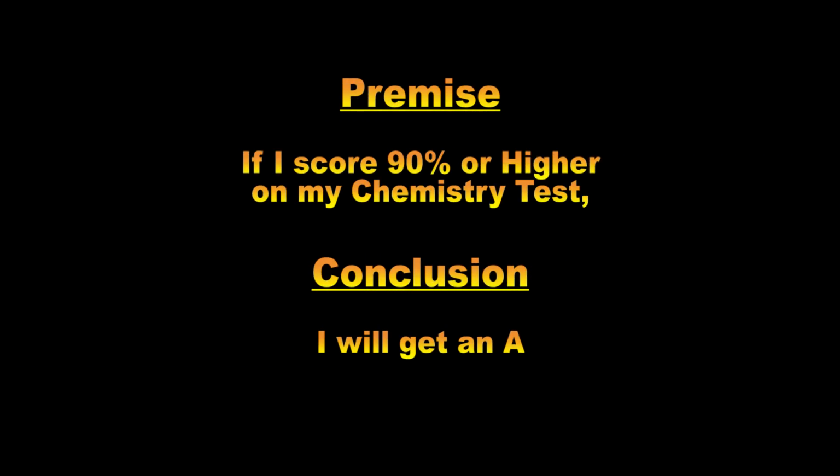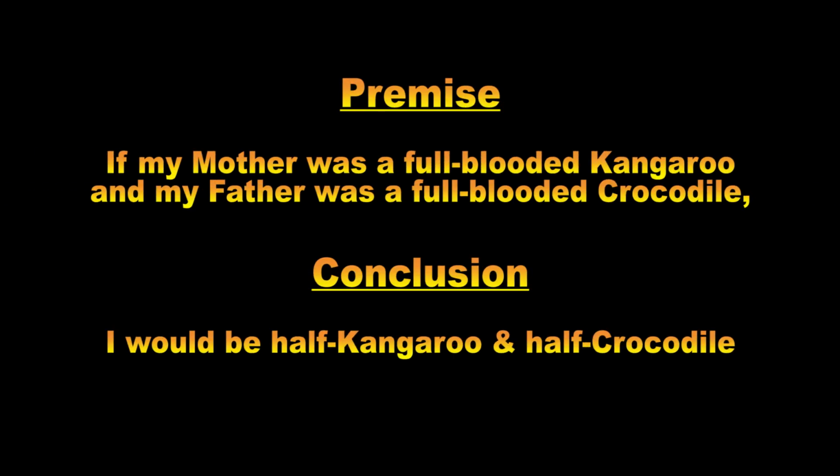Like if I score 90% or higher on my chemistry test, I will get an A. This is a conditional statement. Getting an A depends on scoring 90% or higher. But before the test, we don't know what our score will be. Still, this is a valid conditional statement or argument. Or if my mother was a full-blooded kangaroo and my father was a full-blooded crocodile, I would be half kangaroo and half crocodile.